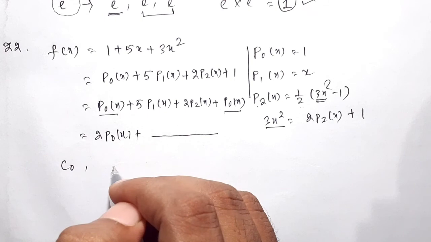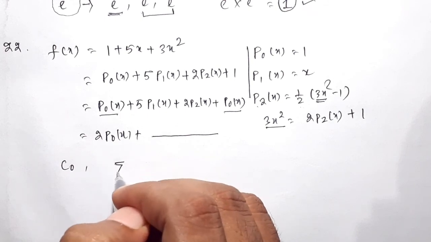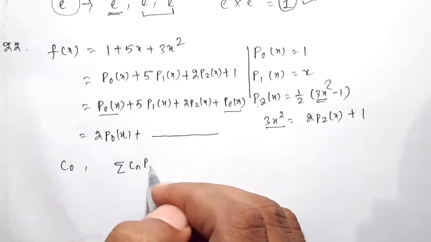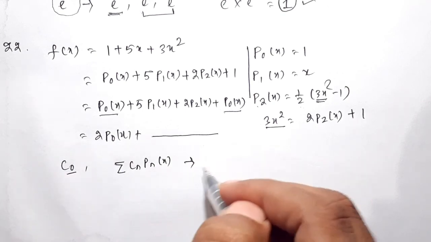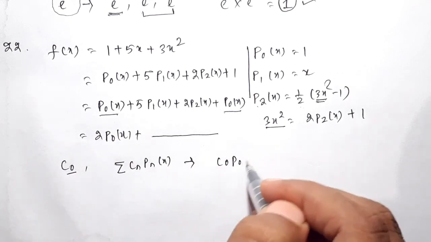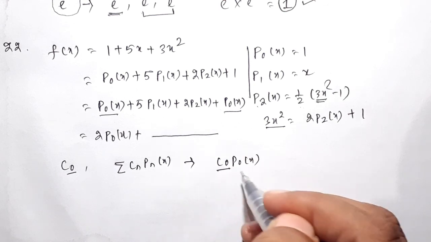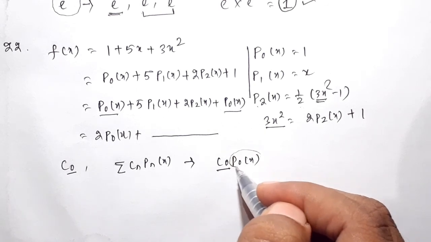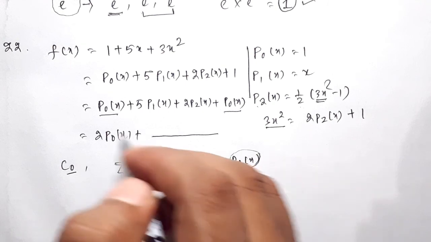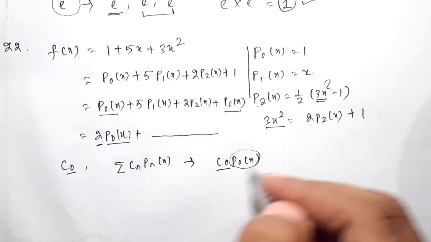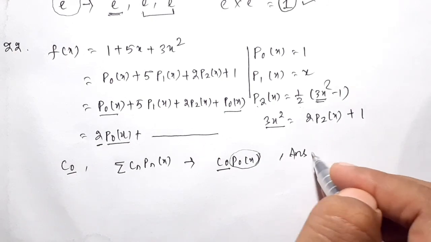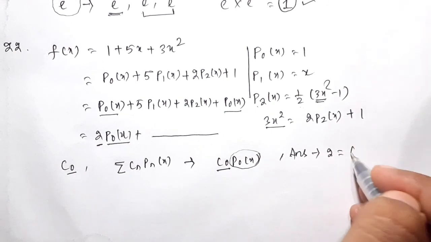As given in the Legendre expansion, summation of cn pn of x, for c naught the term should be c0 p0 of x. So c0 is the coefficient of p naught x. Here the coefficient of p naught x is 2. So the answer will be 2. This equals c naught.